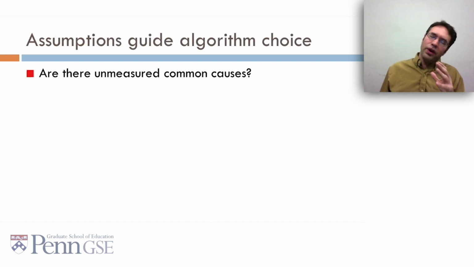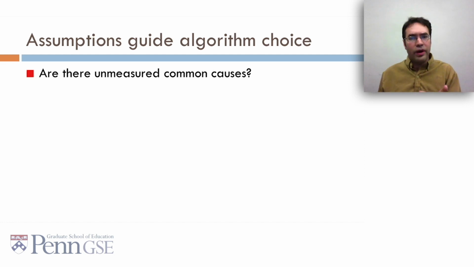For example, perhaps there are unmeasured common causes. Perhaps doing poorly on the quizzes and having to retry them, and doing poorly on the exam, don't have anything to do with the student, but simply have to do with a terrible instructor who can't write assignments or exams.